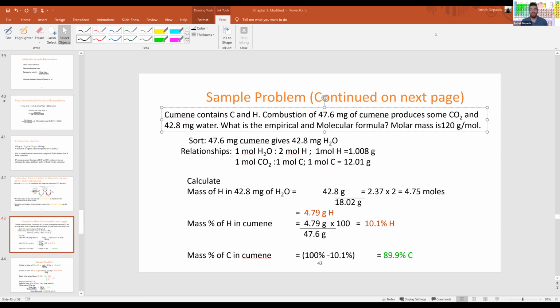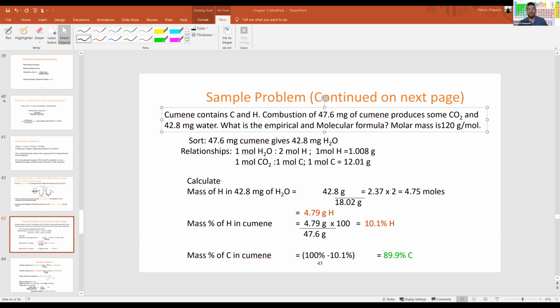You could assume it's 100 milligrams. You could assume it's 1,000 grams. But the idea is we're just assuming it's a certain amount. But it's a fair assumption. It's not really an assumption. It's a definitive thing. So why not use the original mass of the cumin given? Because we don't know the mass percents. We need to know the mass percents.